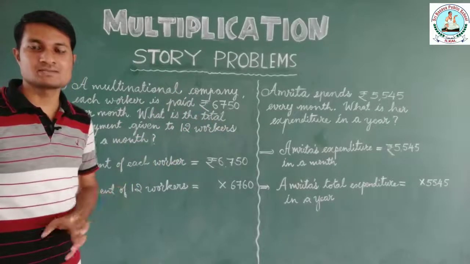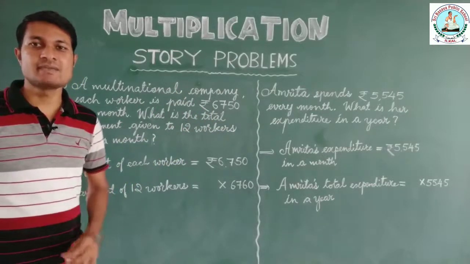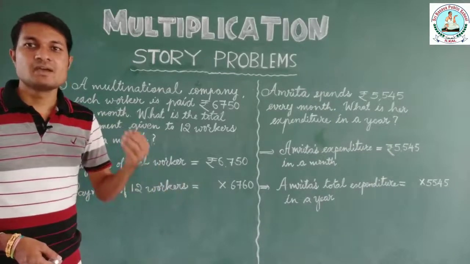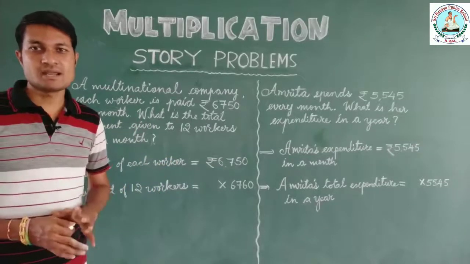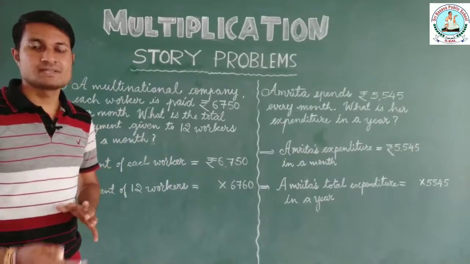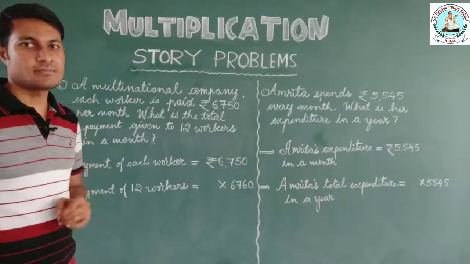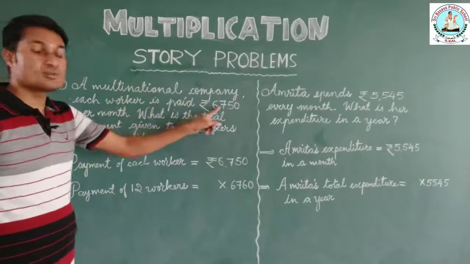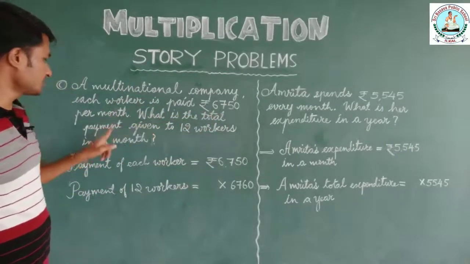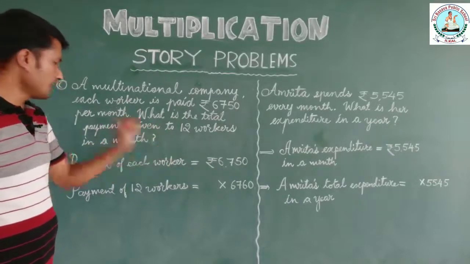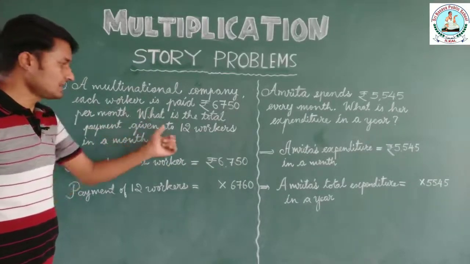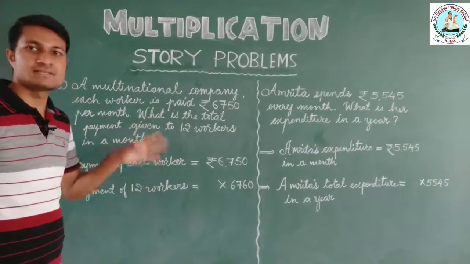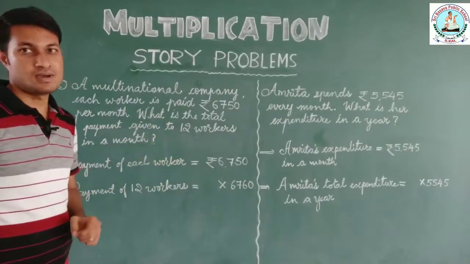6,750. So a multinational company is a company which has its branches all over the countries and out of countries, which means if the company has branches in different countries, then such a company is called a multinational company. So the worker gets a salary in such a company per month of 6,750. Then what is the total payment given to 12 workers in a month? Means in that company 12 workers are working, and what is the salary given to those 12 workers in a month? That we need to find out.